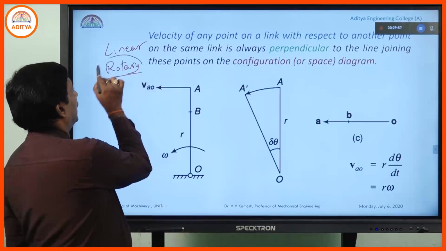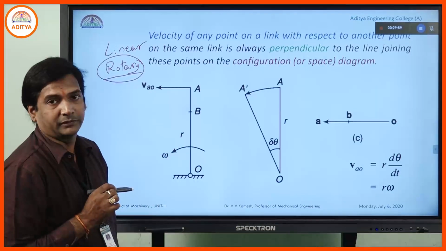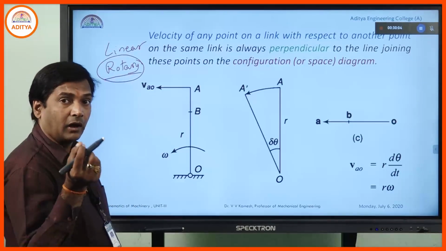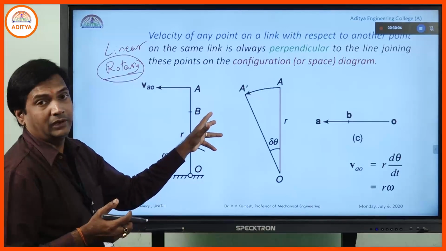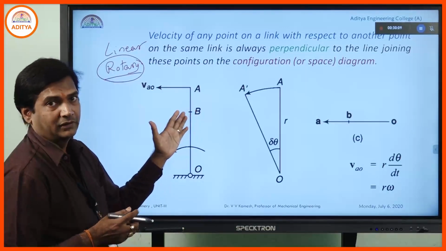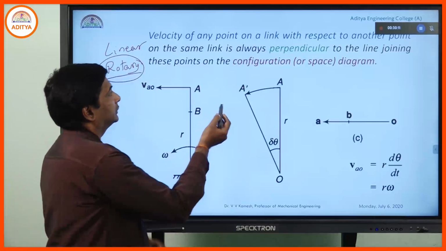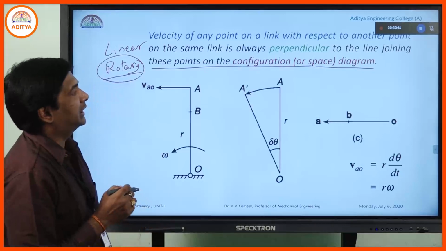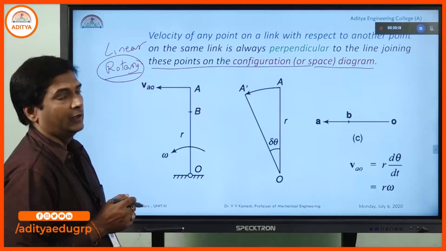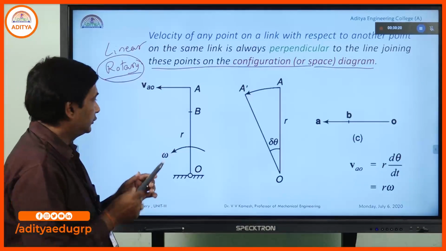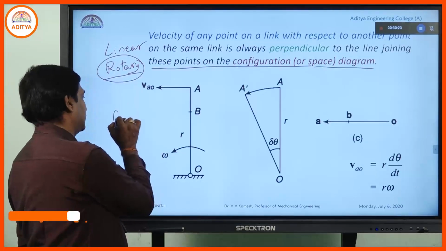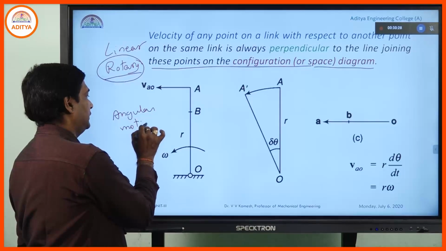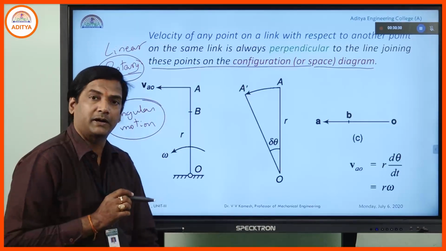Now, if the object has rotary motion, then how do we find the velocity of a point on a link, or the velocity of a link, that means the angular velocity of the link? How are we finding it? This is based on the configuration diagram. In the configuration diagram, where will the velocity be? Basically, from engineering mechanics, we have the angular motion of an object or a particle.